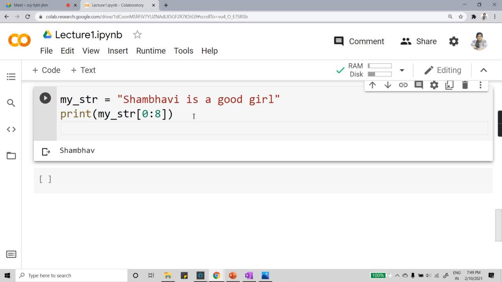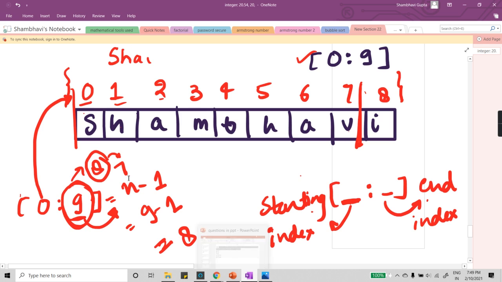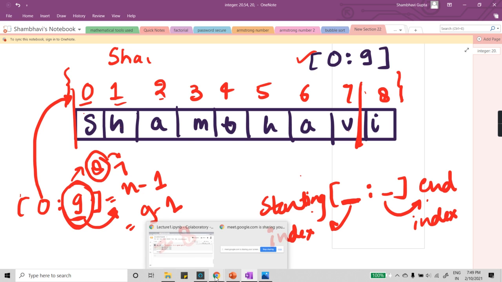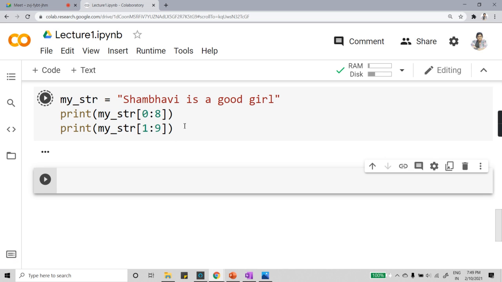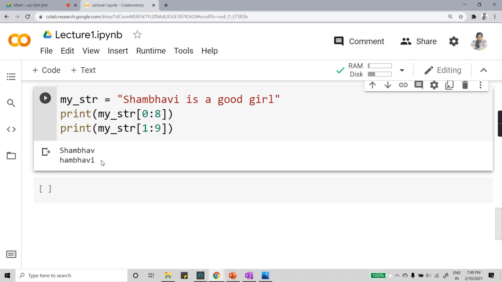Now let's say I change some of the values. Let's say I write print my underscore str, and let's say I write from 1 to 9. Now what will it do? It will miss the first character, that is S, and it will start from H and go up to I, because I have mentioned 1 to 9. So 1 is H and it will go up to 8, which is I. When I run that, see, it missed the starting S and printed the output from H until I.